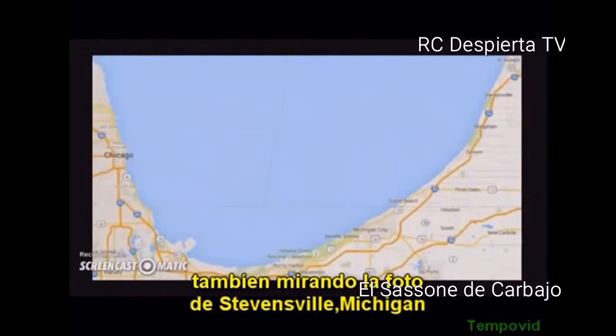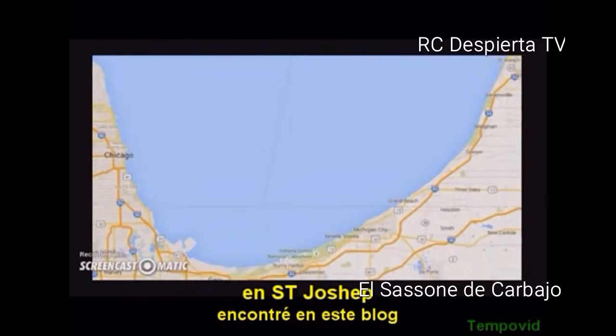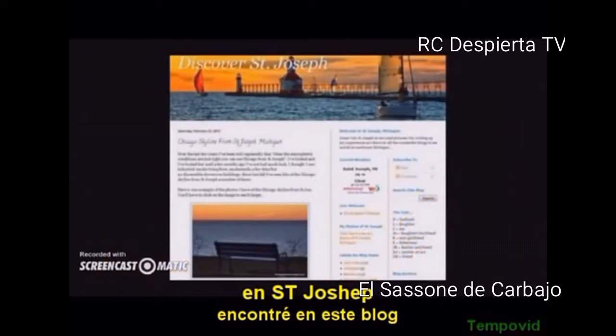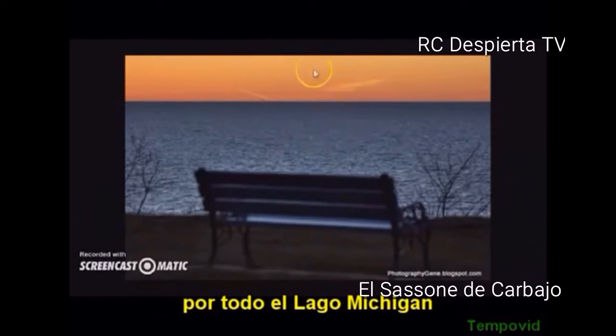And also, to go along with the photo from Stevensville, Michigan, I found an additional photo from a little bit further, at St. Joseph's. Found it on this blog here. You can clearly see, again, the Chicago skyline all the way across Lake Michigan.